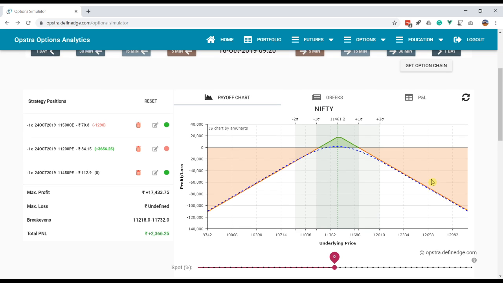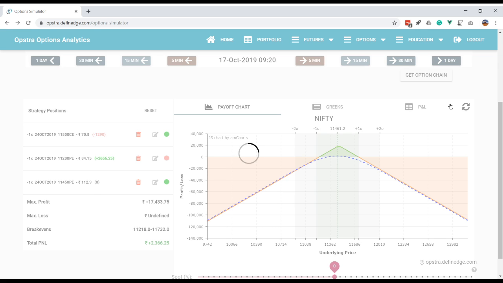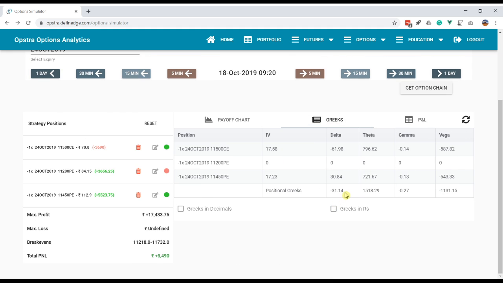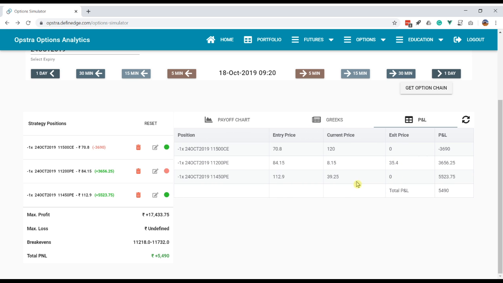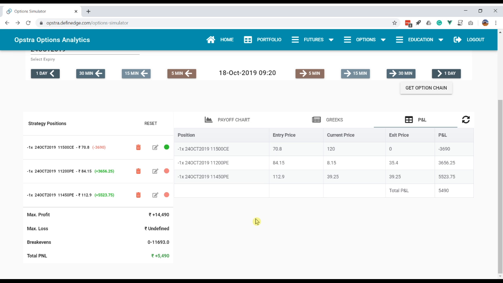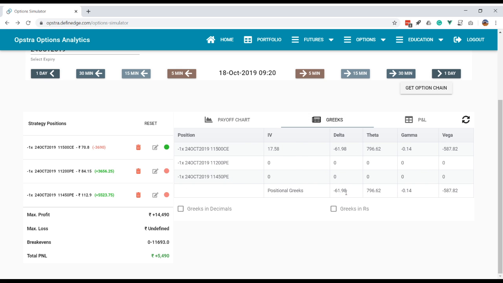Now we'll proceed further again. The Nifty has gone up, so we'll check the Greeks. The Greeks have breached beyond 25, so now we have to manage our trade again. We'll cover our put option again. 39.25 is the current price, so we use that to cover our 11,450 put option. And we'll go back to the Greeks tab and check what the delta is.